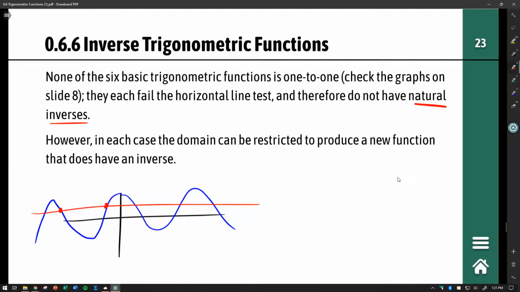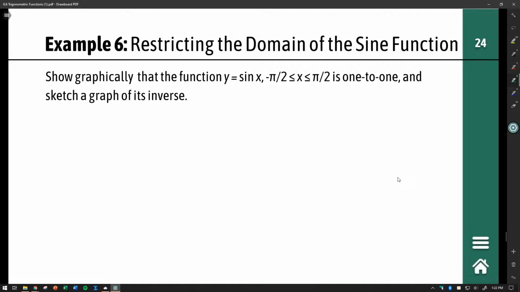But in each of these cases, the domain can be restricted to produce a new function that does have an inverse. So we could say restrict the cosine function to where we're only looking at it between, say, 0 and pi, and actually that's not enough. We would look at it from here to here. And so that function, if we only looked at it in those cases, horizontal lines would only pass through one time, and then we would have a function that did have an inverse. And that's kind of how we produce the inverse trigonometric functions. We start by restricting the domain.